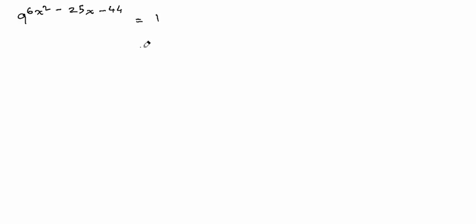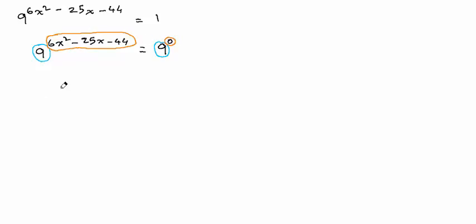So we're going to go ahead and rewrite this. Because we have a 9 here, we're going to write 1 as 9 raised to the 0. And this is going to be equal to 9 raised to the 6x squared minus 25x minus 44. And because now we have the same base on both sides, 9, we can say that this one must be equal to this one. The two exponents have to be equal, which turns the exponential equation into a quadratic equation. 6x squared minus 25x minus 44 is equal to 0.